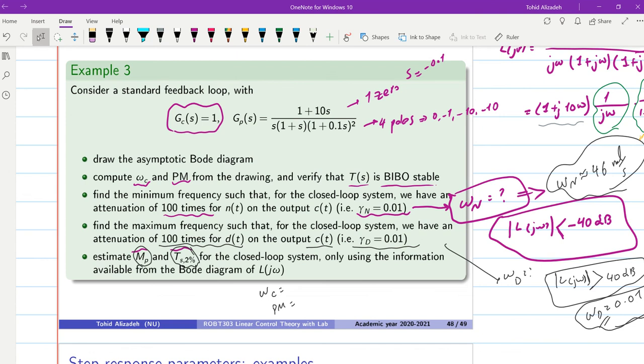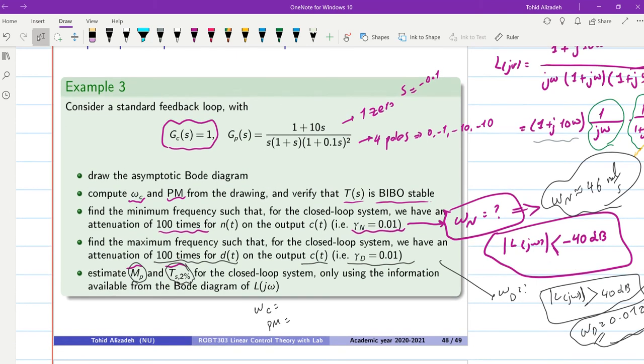Alright, so I think that's all for this video. I hope you have got the points of how we can refer to the Bode plot of a system and discuss the stability of the closed loop system, and also have some estimations in terms of the step response parameters. Thank you for watching, and see you in the next video.